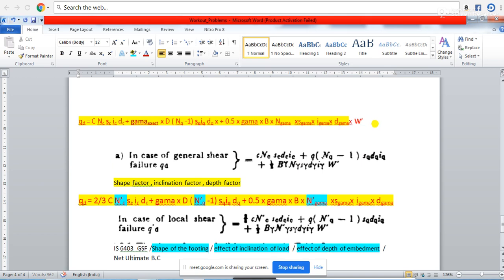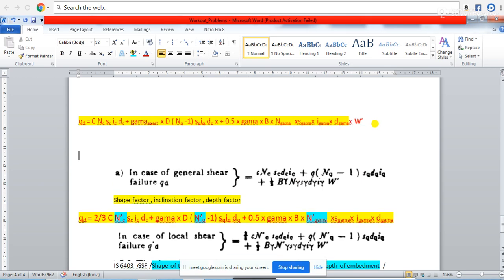So let us say that the saturated unit weight of soil is, let's say, 18 kilonewton per meter cube. Okay, so when the saturated unit weight is 18 kilonewton per meter cube, and let's say the water table has reached the ground level, what will happen?